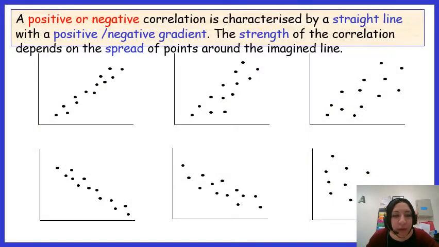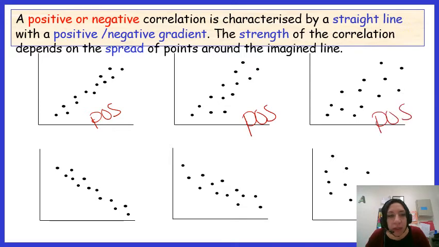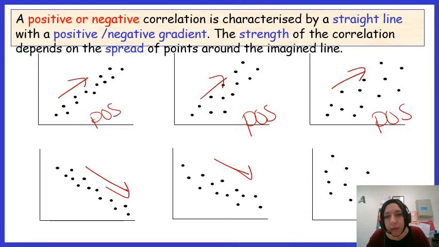All right, so if we take a moment to identify each of these graphs, this is positive. It's increasing in the y direction as it is increasing in the x direction. This is also positive. This is also positive. Here it's negative. It's moving down, right? These are moving up, up, up. This is moving down, down, down. So these are all negative.